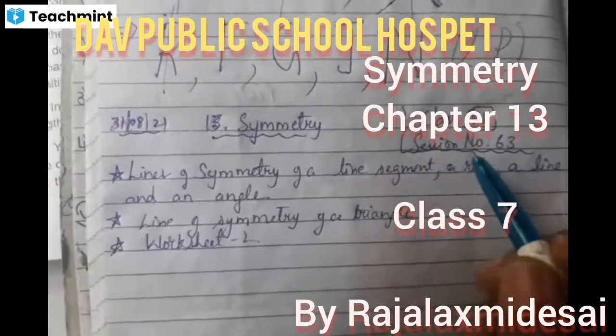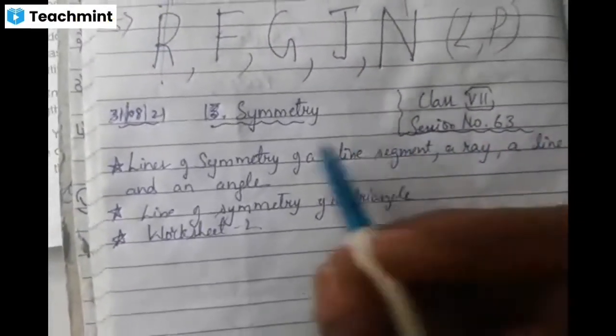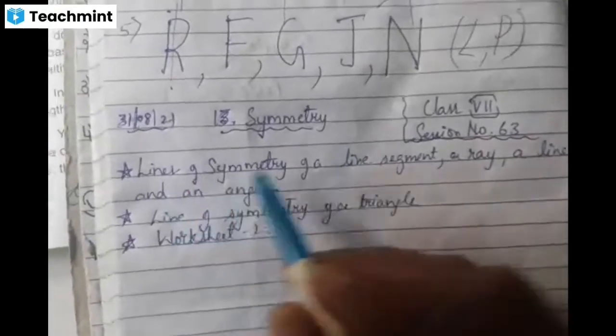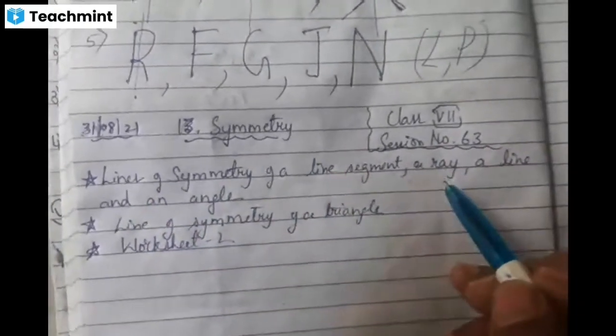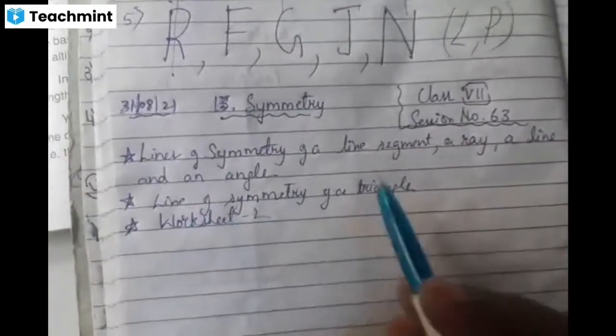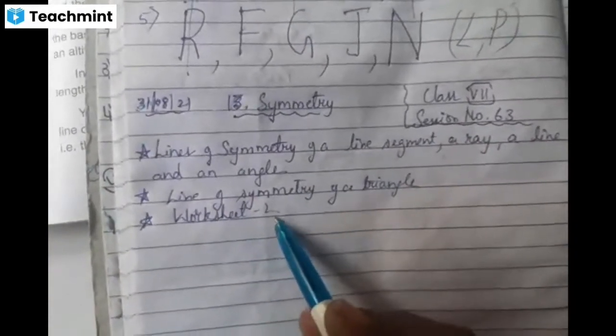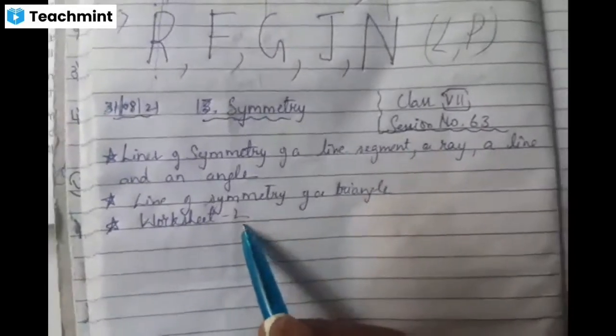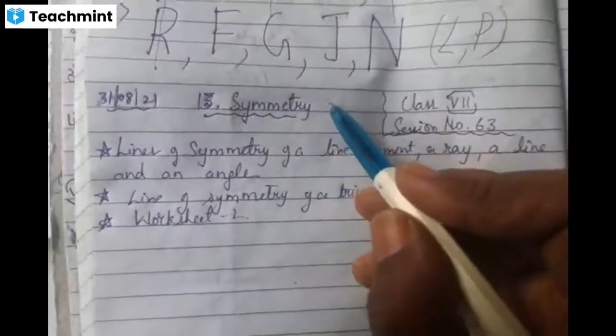Namaste children. Today in this session number 63, we are going to discuss lines of symmetry of a line segment, a ray, a line and an angle, and lines of symmetry of a triangle, and also we are going to solve the problems from worksheet number 2 under the chapter symmetry.